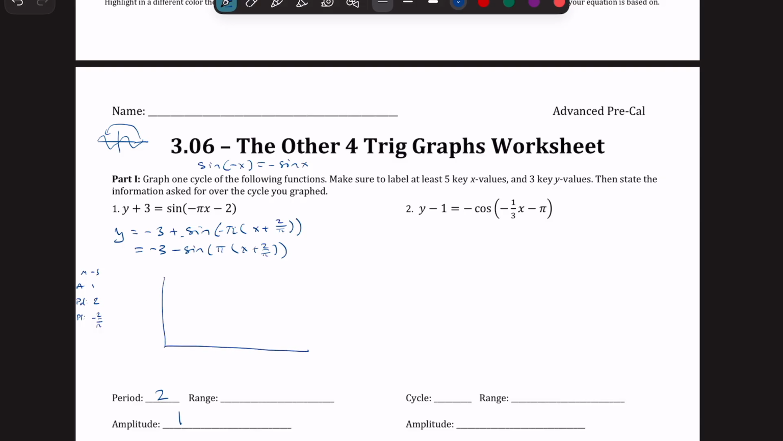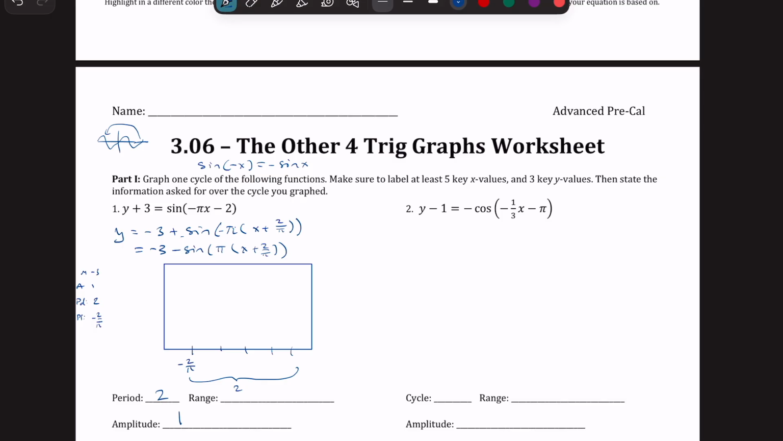Okay, so what I'm going to do here, I'm going to graph it like this. I'm going to put in my 4 things here, and then I'm going to graph my sine function in this little box instead of doing axes. So 1, 2, 3, 4, 5. Okay, I have a phase shift of -2 over pi. And I know that this distance here is going to be 2, because that is my period.